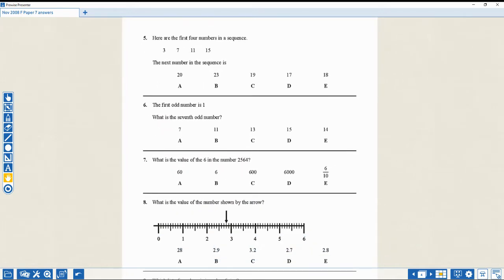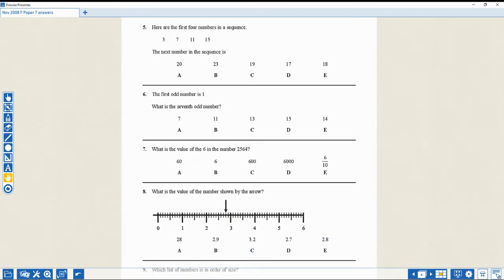Question number 5. The first 4 terms in a sequence. We need to work out the next number in the sequence. So the rule for this sequence, you should be able to see quite clearly, is adding 4 every time. So 15 and 4 is 19.